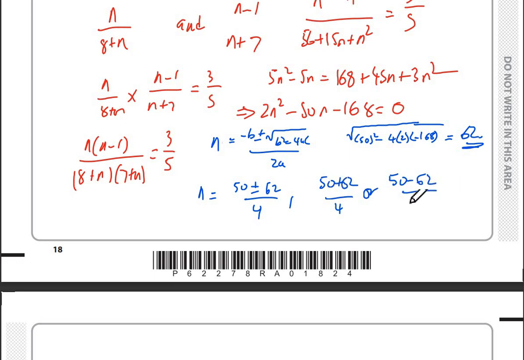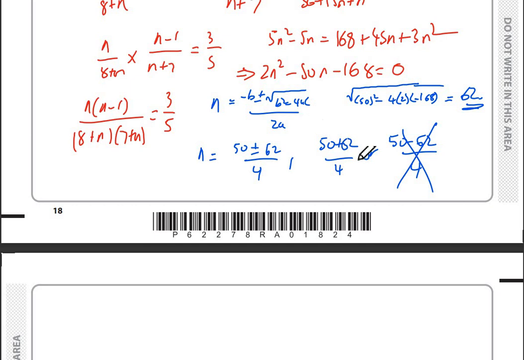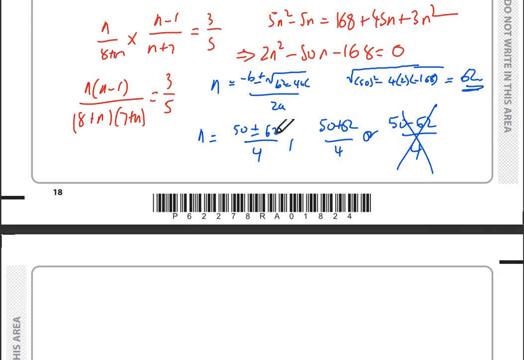So obviously we can't have this one, because 50 minus 62 would give us a negative number. We can't have a negative amount of sweets. So we're left with 50 plus 62 over 4, which is 112 over 4, which is 56 over 2, sorry, it's going to be 28. So n equals 28.